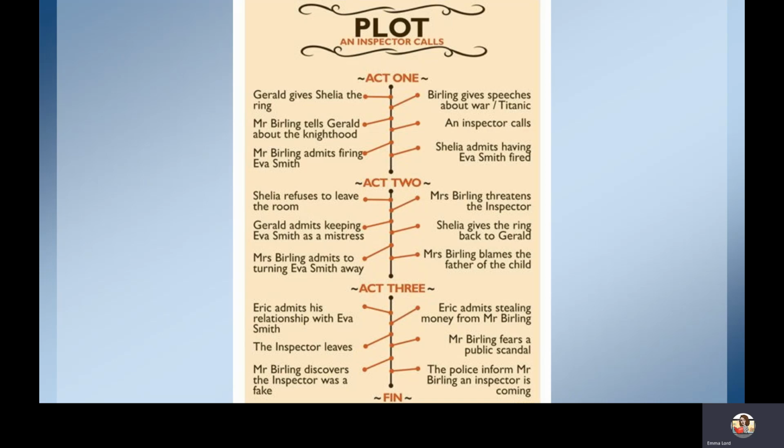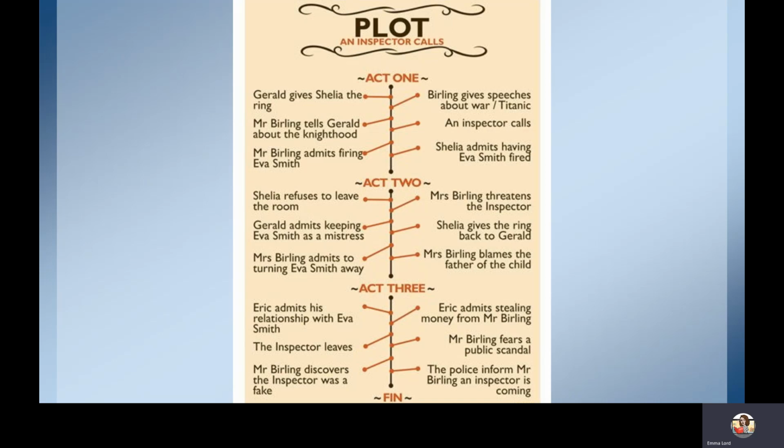Now, Mr. Birling's actually in the middle of his speech at that point when the doorbell rings. We'll talk about that in a minute. Then the inspector gets Mr. Birling to admit that he got Eva Smith fired. And then Sheila admits that she also got Eva Smith fired from Milwards, the dress shop.